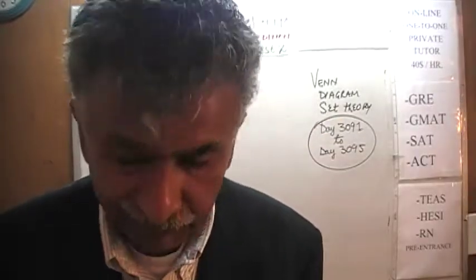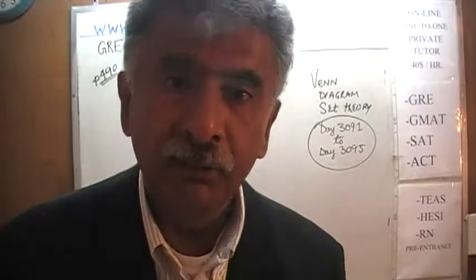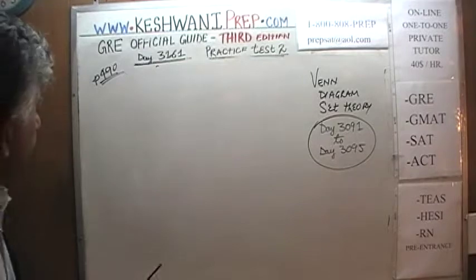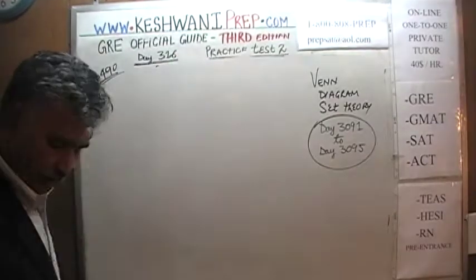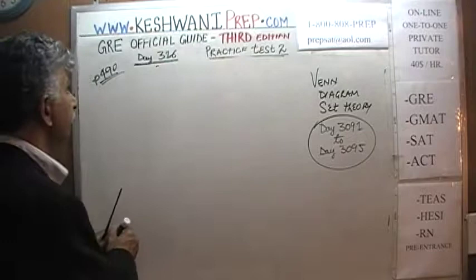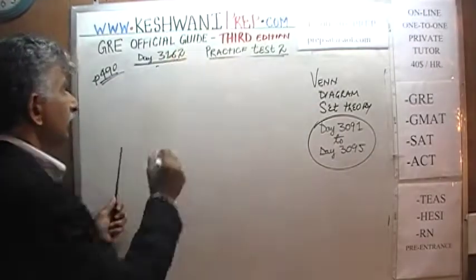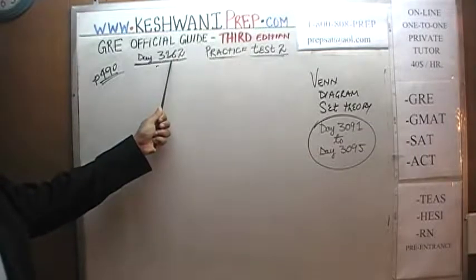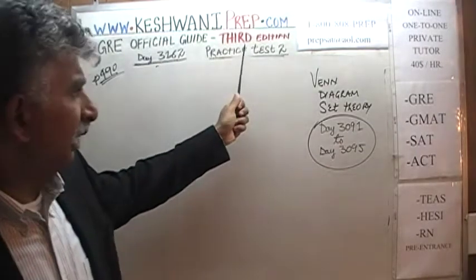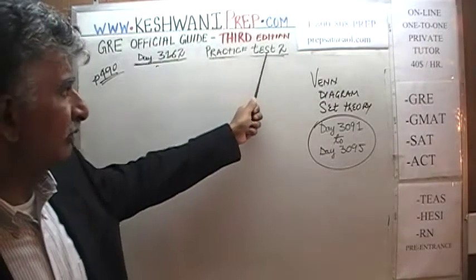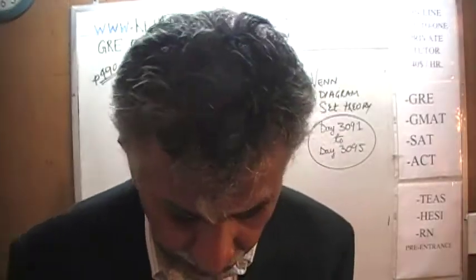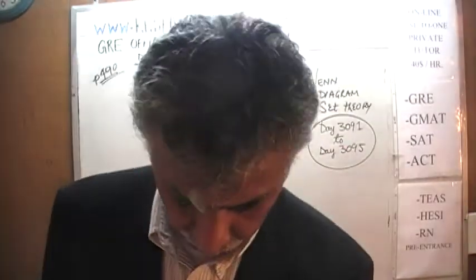Today is our lesson number 3162, day 162. The 3 is here to signify the fact that we are in the third edition, day number 162. We are in the process of solving the problems from the second practice test, practice test number 2, on page number 490. Yesterday we did problems number 1 through 5, and today we'll pick up from page number 490 from problem number 6.